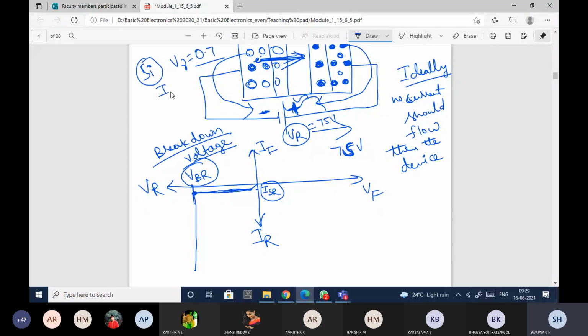And one more thing, he will also specify the IF maximum value, in the sense of the maximum current that the diode can withstand when it is forward biased. Along with this, it will also give the VBR, the breakdown voltage. Based on all these parameters given by the manufacturer, you should not exceed this VF maximum and this IF maximum when it is forward biased, and you should not exceed this VBR when it is reverse biased. So these are the forward biased and reverse biased characteristics.